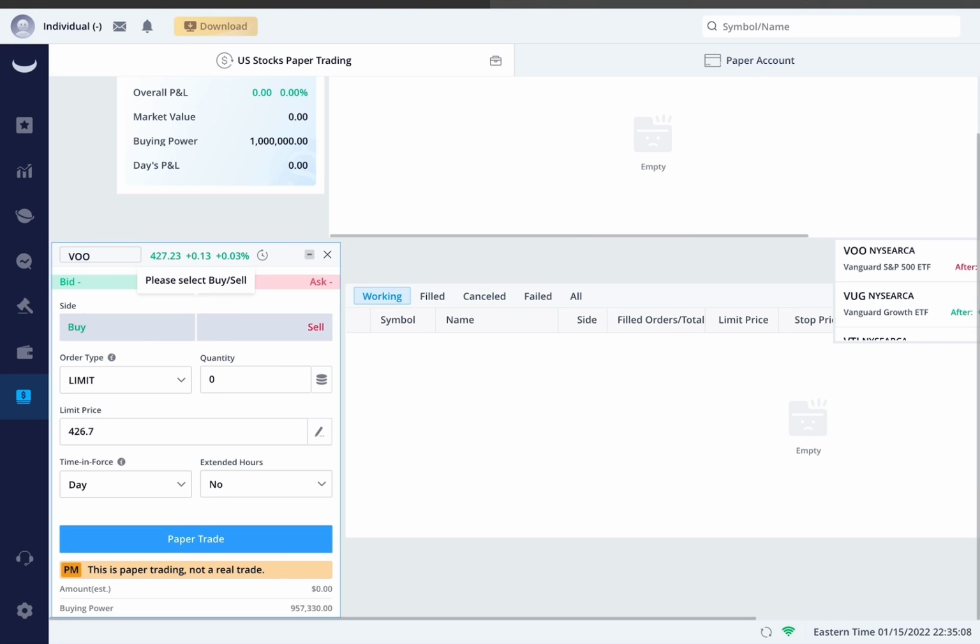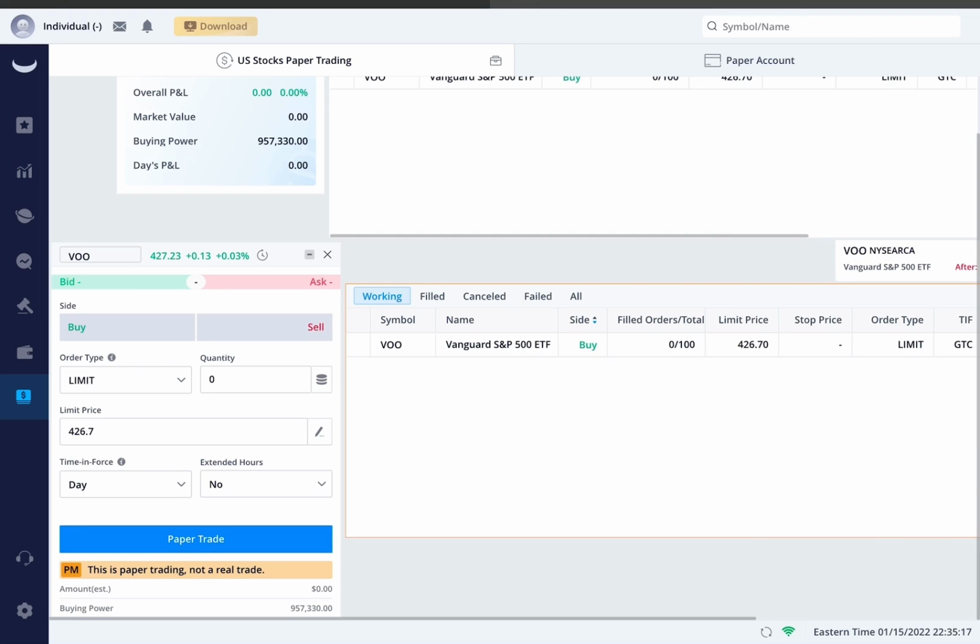And what you'll see here is this is paper trading. This is not a real trade. Okay, and see where it says it's working? And so I'm going to click on all so you can see what's going on here. You've got VOO, which is the Vanguard S&P 500 ETF, which is an exchange traded fund. And I am buying 100 shares. Yeah, it is 0 of 100 there. So that is working right now. So I'll just leave it under working, and then it won't happen until the market opens, okay?